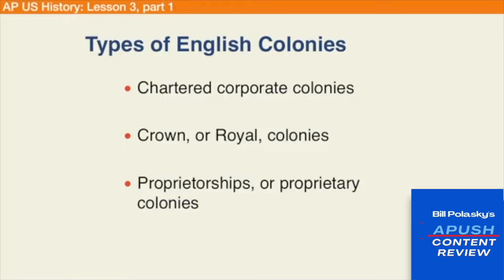The third and final type of colony, which we're going to be seeing some of for the first time in today's lesson, would be a proprietorship or a proprietary colony. This is the sort of colony where the king would grant to an individual of note for any particular reason, a large tract of land in the New World, and that person essentially owned that hunk of land and could colonize it and use it and operate it as he saw fit, as the pretty much governing board of that entity.